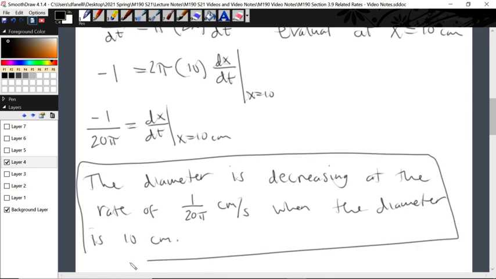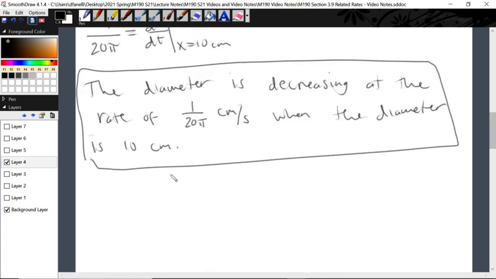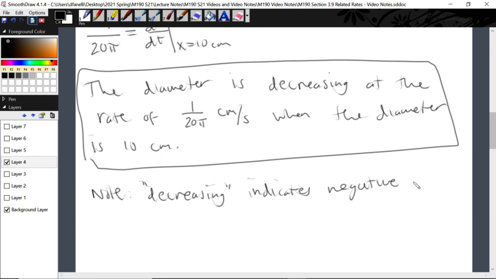That's our verbal description then of what we found. Alright, note, as I mentioned, decreasing indicates the quantity is going to be negative, right? It indicates a negative rate of change.